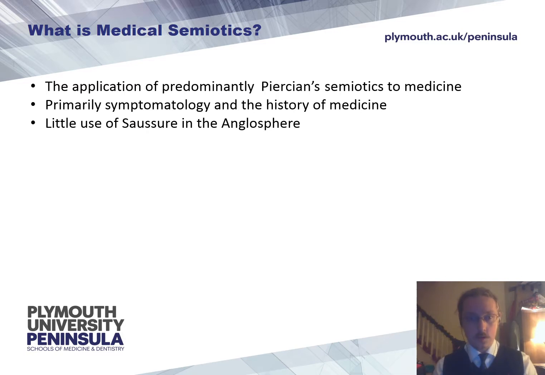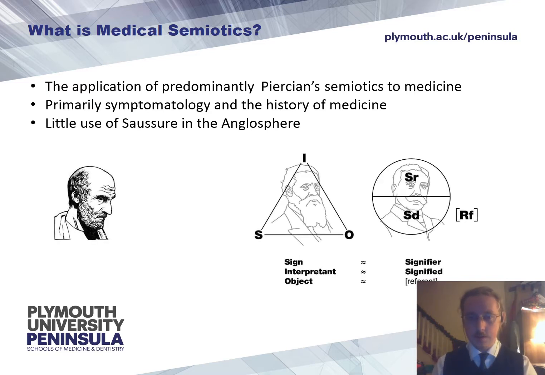I'll go over this quickly, but there's not a lot in the Anglosphere that uses Saussure, who's another semiological theorist. I just put a nice little diagram up for you. So these are the two main theorists who were in this school, Charles Sanders Peirce and Ferdinand de Saussure, and a little picture of Hippocrates on the left as well for you.